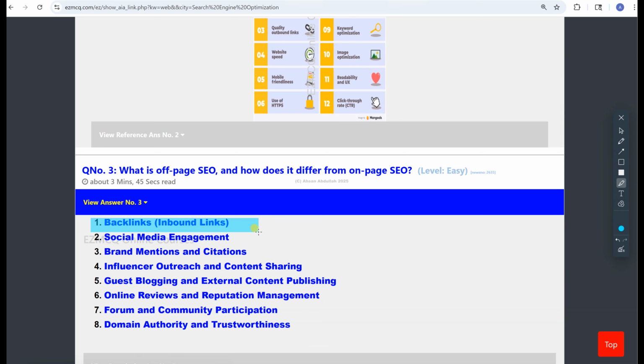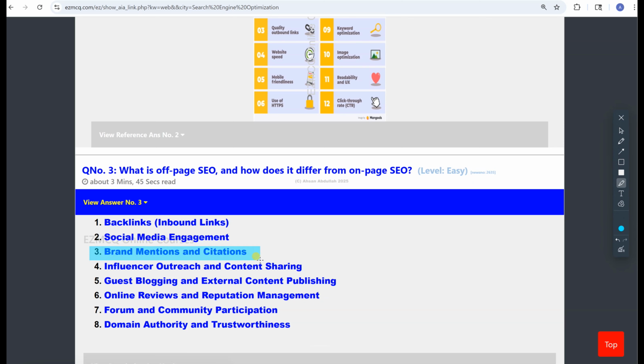In on page SEO, we were optimizing the content and the structure, but backlinks rely on external validation from other websites. Then is social media engagement. If you share your content on social platforms, that increases visibility and drives traffic. Of course it boosts the SEO, but that is indirect. That influences the popularity and the reach. This is not on-page SEO, and it does not use the metadata like was done in on-page.